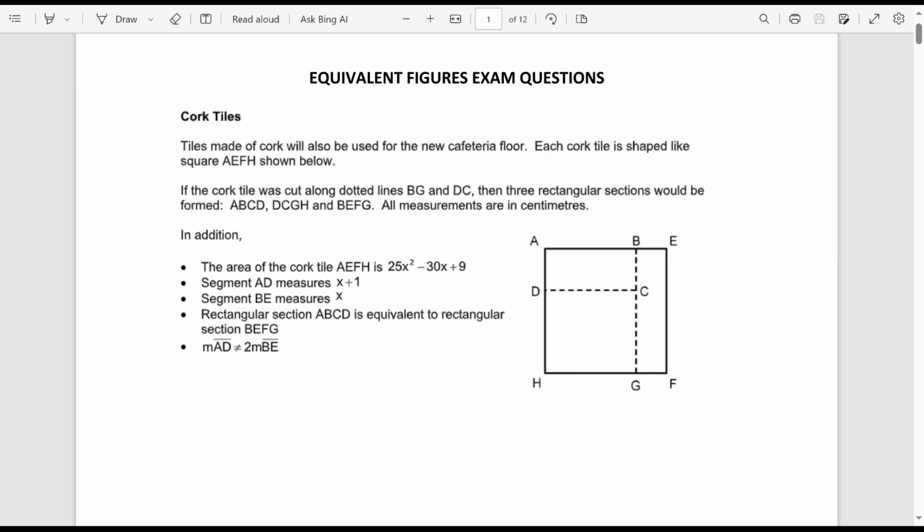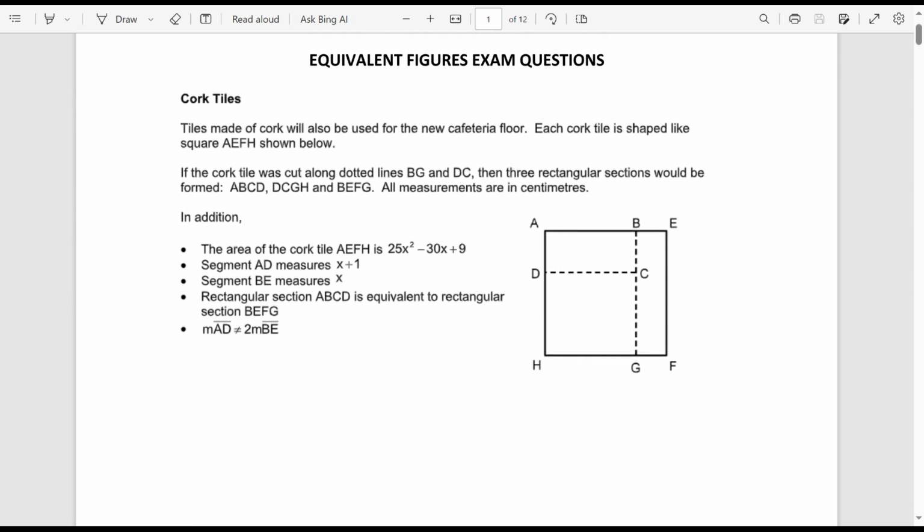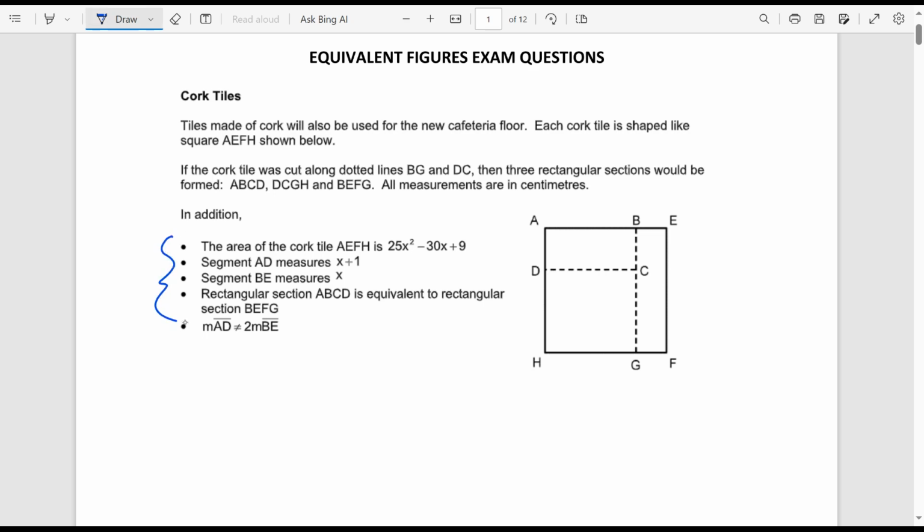We've got tiles made of cork that will be also used for the new cafeteria floor, shaped like this guy below. If the cork tile was cut along the dotted lines that you see, you would have new segments that are made. Here is the crux of these questions. These guys right here, okay? That is basically everything. So let's unfreeze this guy so you can see what I'm doing.